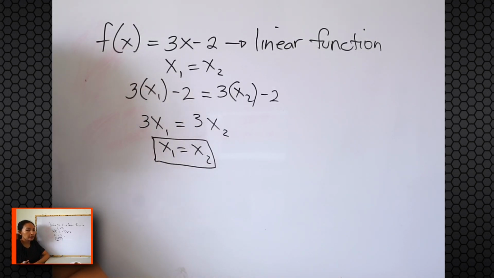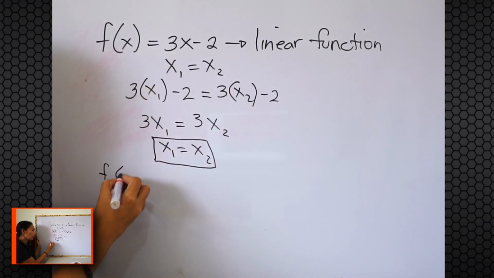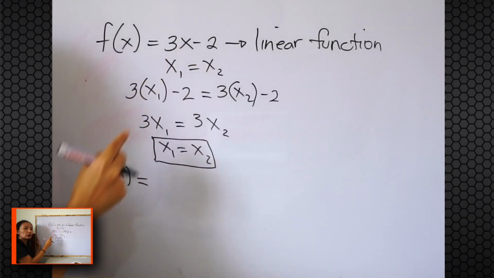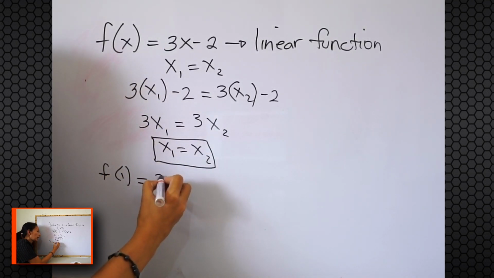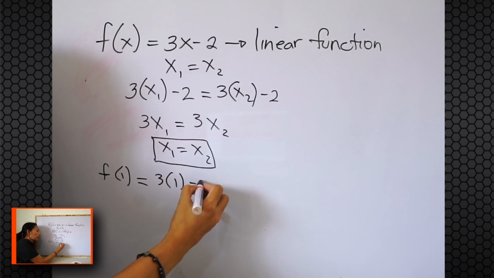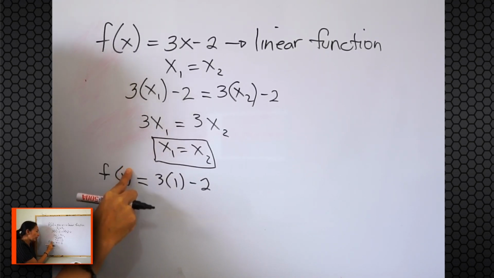Or, ask yourself, for instance, if I would ask you what f of 1 is, go back to the function given. What is f of 1? It will be 3 times 1 minus 2. This is what we call evaluating a function. So, let's evaluate the function, or find the value of the function when x is 1. F of 1 is equal to 1.